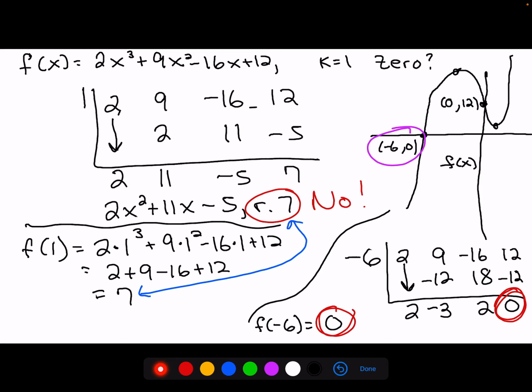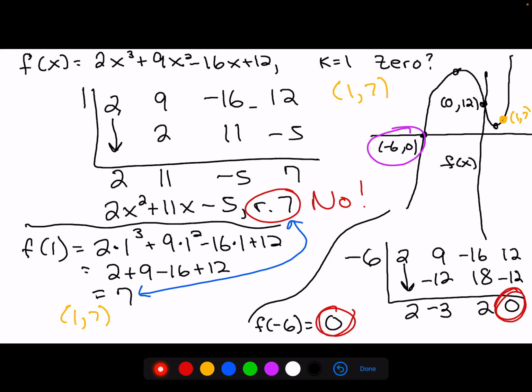Like on this function, earlier when we plugged in k equals 1, we got a remainder of 7. So we can find the point 1, 7 on the function. So it is a point on the function, k equals 1, y equals 7, but it's not a zero. It's not where it crosses the x-axis. But it is on the function.